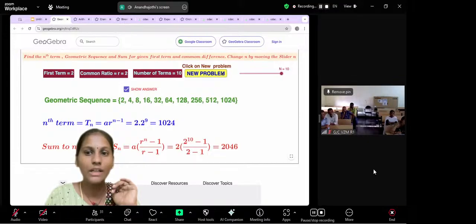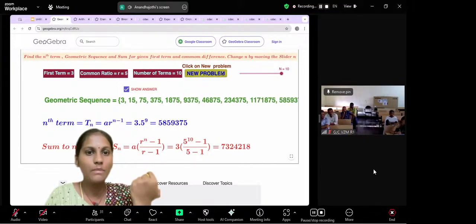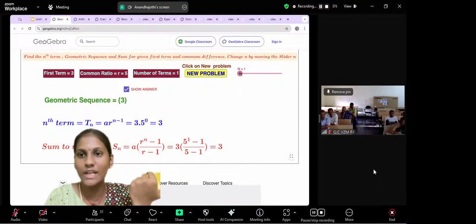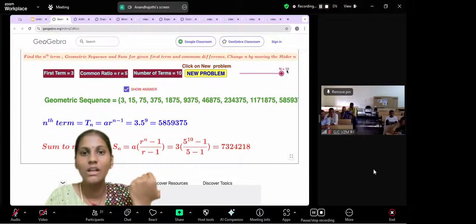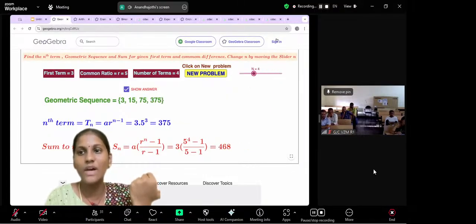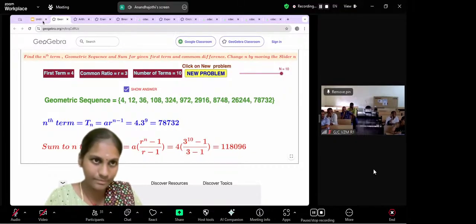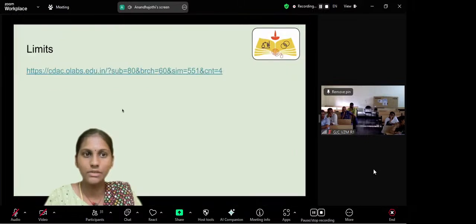When you click new problem, it changes the first term, common ratio and number of terms. The number of terms alone we can vary from this to this. Here you can vary up to 10. So when you click new problems, it goes on to a new one. Right? So the next thing is for limits.